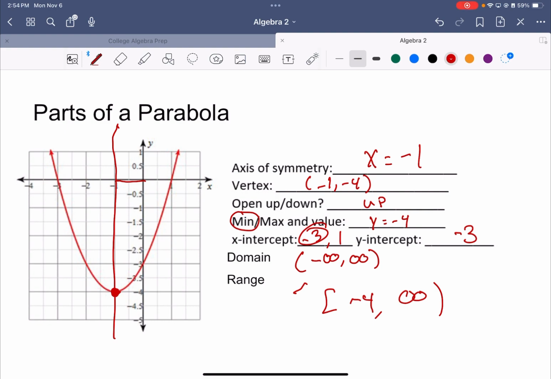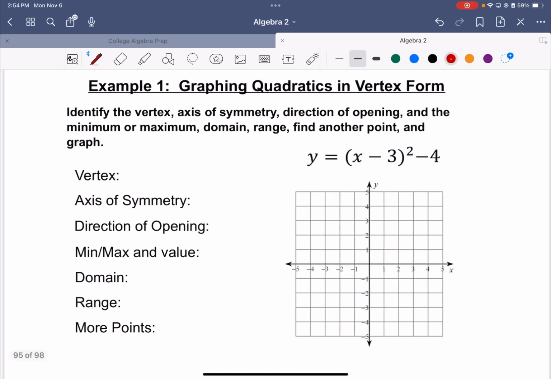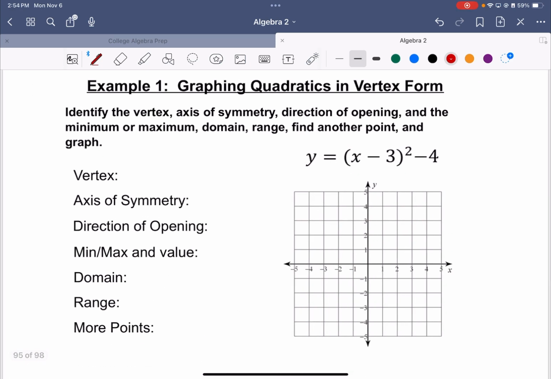Today, what we're concerned with is, if I'm given an equation that's in vertex form. So for your notes, we're going to go y is equal to (x - 3)^2 - 4. We want to be able to find all of these different things. We want to be able to find the vertex, the axis of symmetry, the direction that it's opening, its maximum or min, and then its value, the domain, range, and more points.